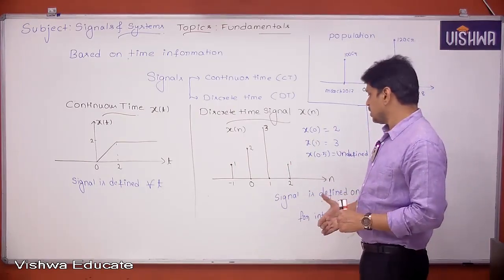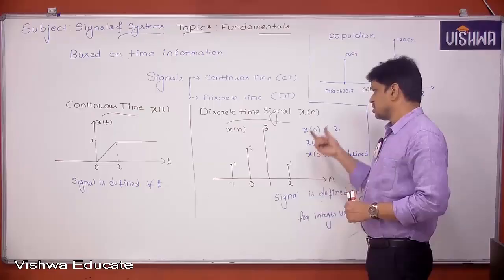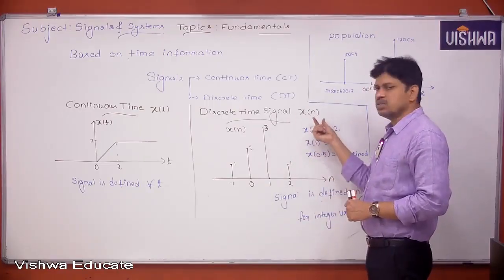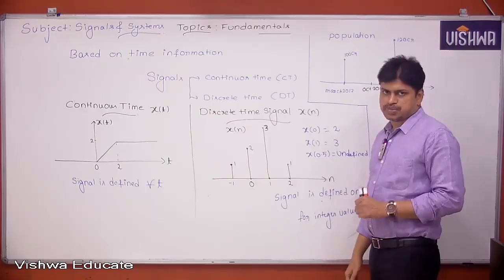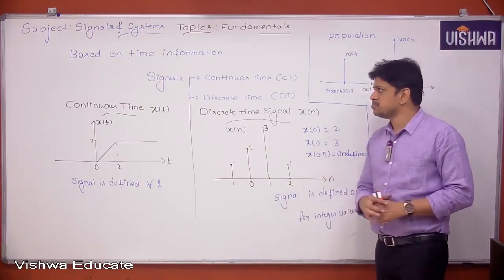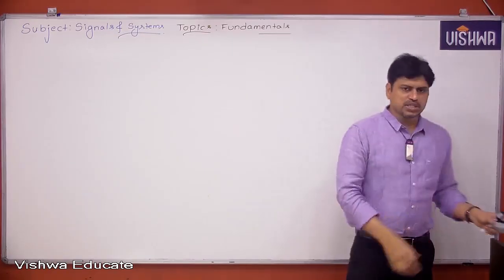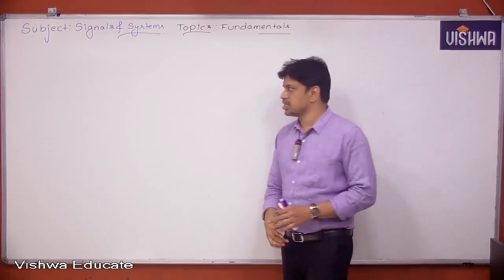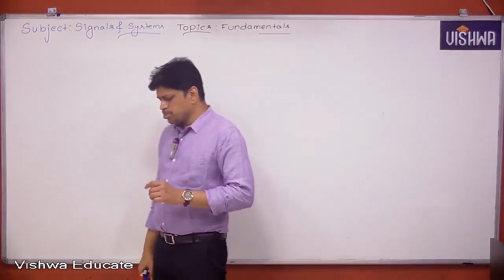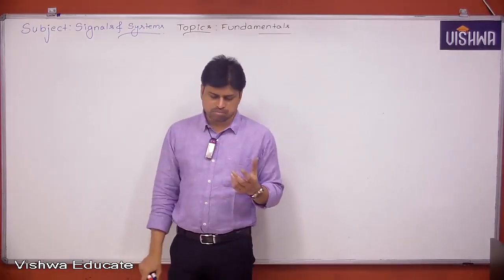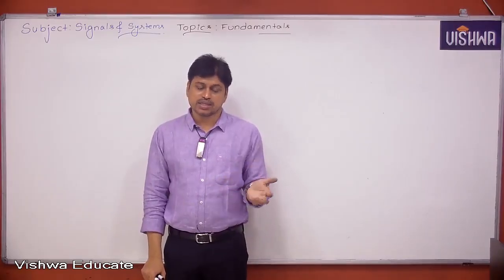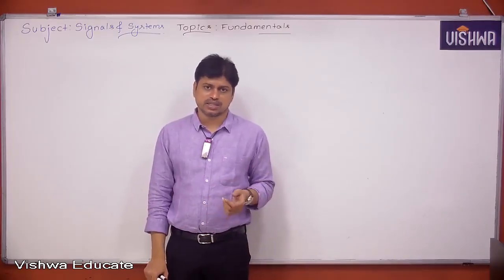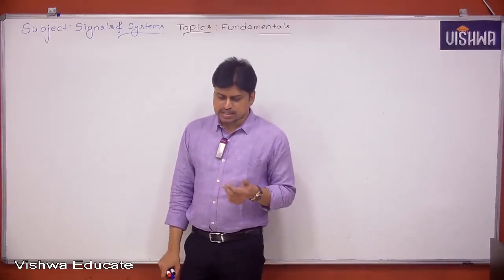So I am telling you that I am not generalizing this. In our syllabus we have x of n, so for that only I am discussing that the n value must be an integer. Is that clear? Okay, take it. Continuous time case and discrete time case. Most people usually misinterpret things, thinking a discrete time signal is nothing but a digital signal. No, they are entirely different.